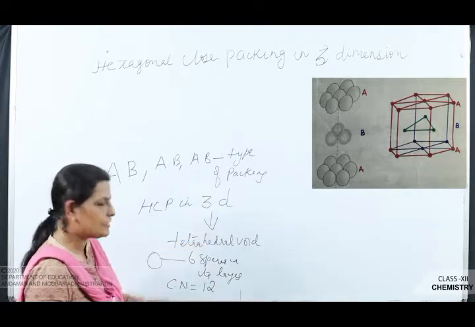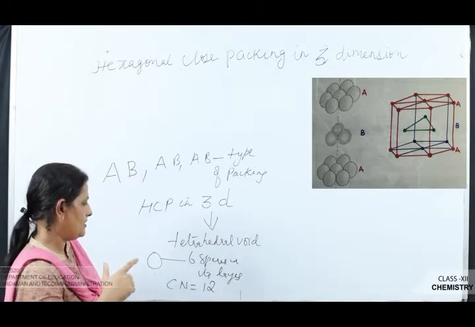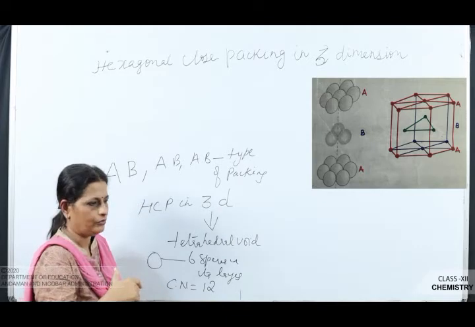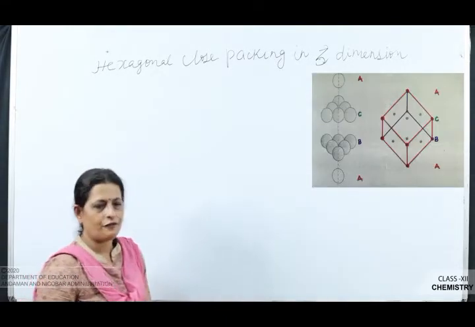So in this case, each sphere is in contact with 6 spheres in its own layer and 3 above and 3 below. Is it clear? So the coordination number is 12. Next option is what? What is left?